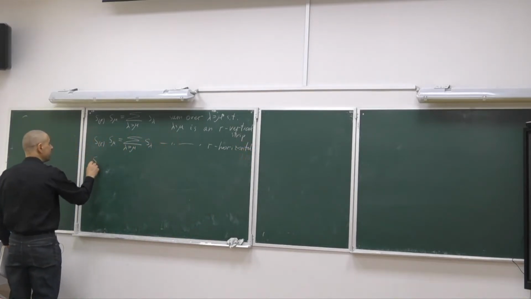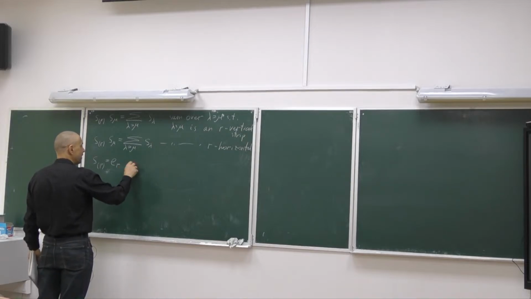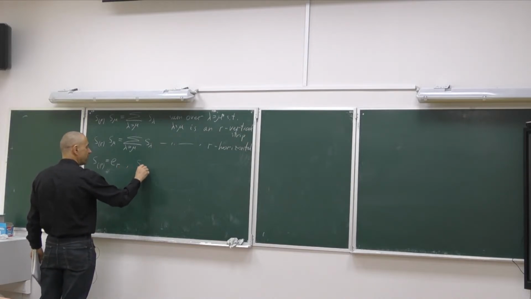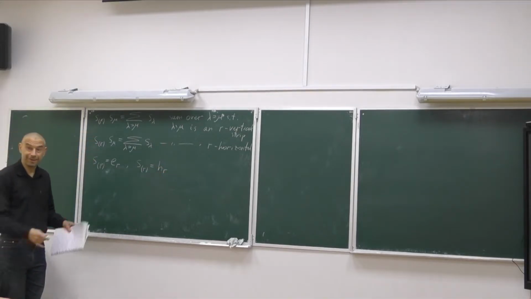And recall that the Schur function for the column is the elementary symmetric function ER, and the Schur function for the row is the complete symmetric function HR. Yes?